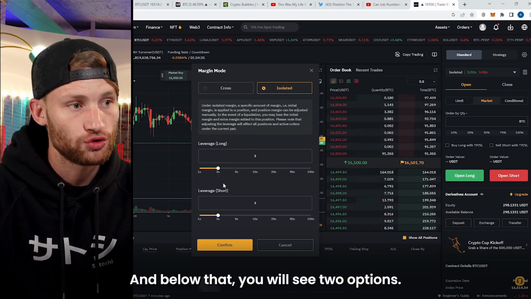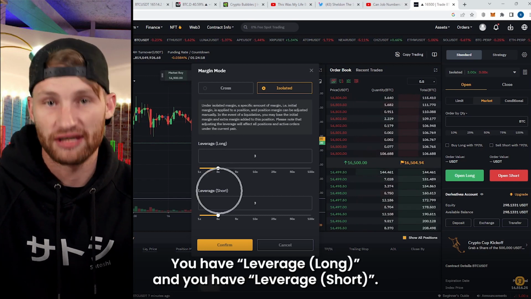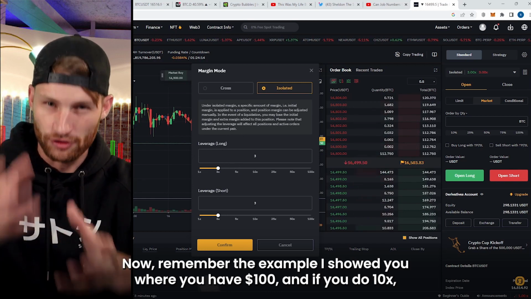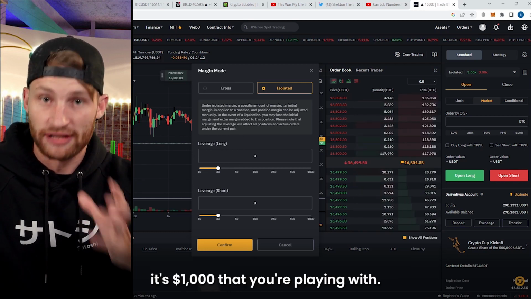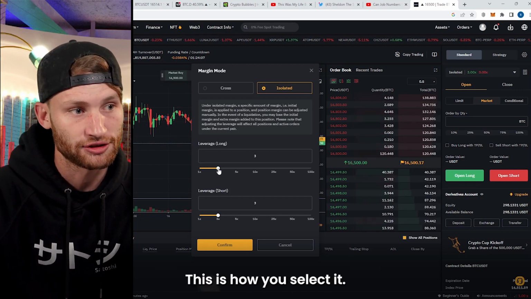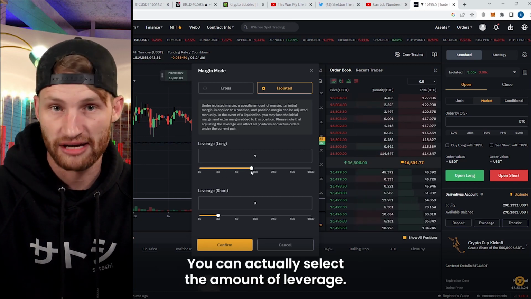And below that, you will see 2 options. You have leverage long and you have leverage short. Now, remember the example I showed you where you have $100, and if you do 10x, it's $1,000 that you're playing with. That's the amount of ammunition that you have. This is how you select it. You can actually select the amount of leverage.